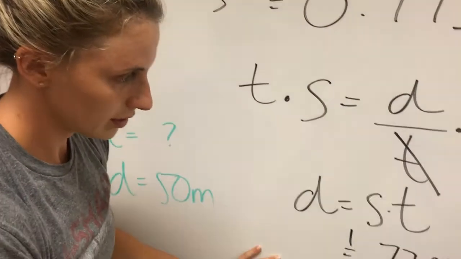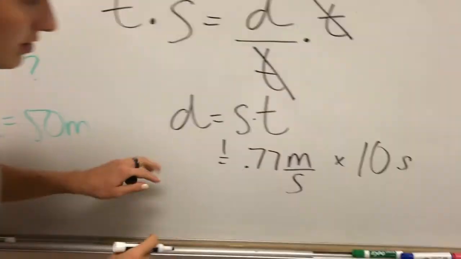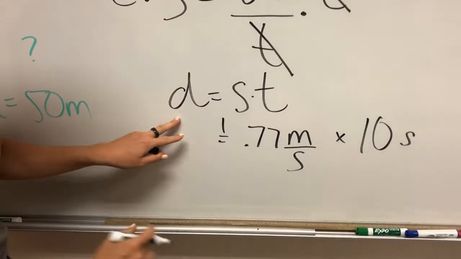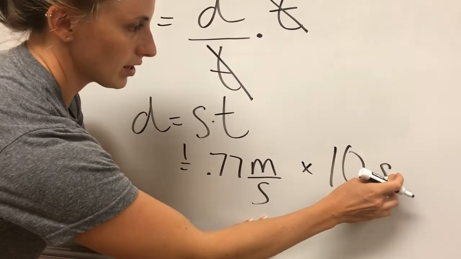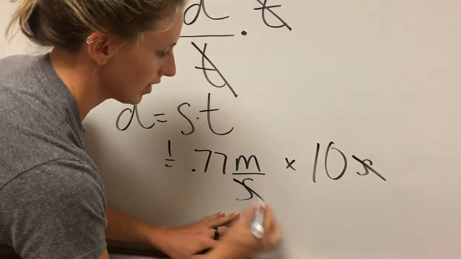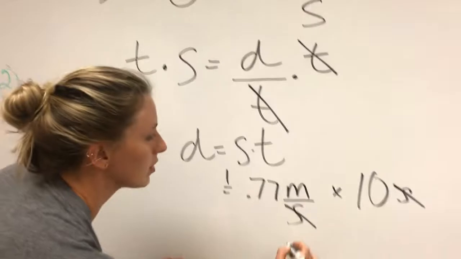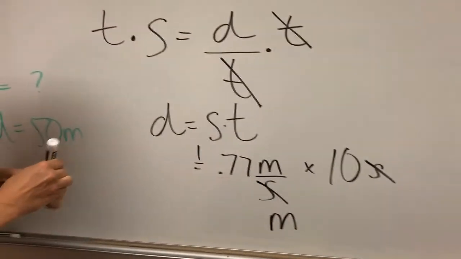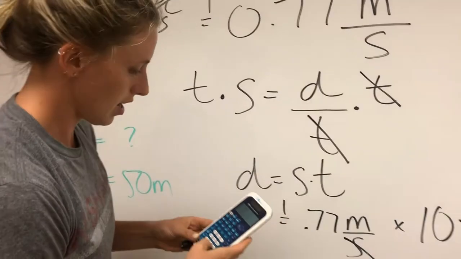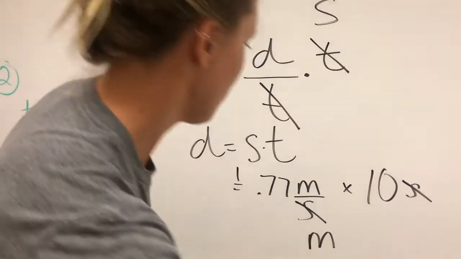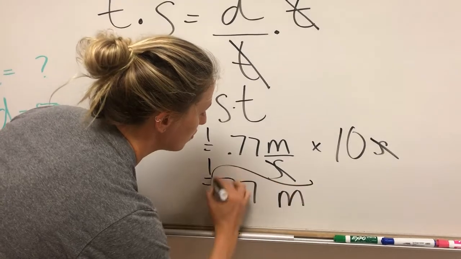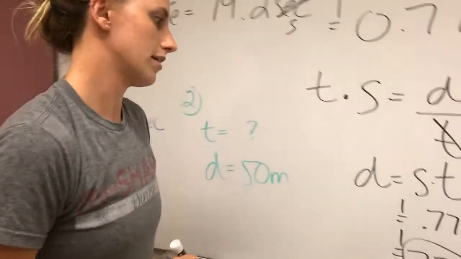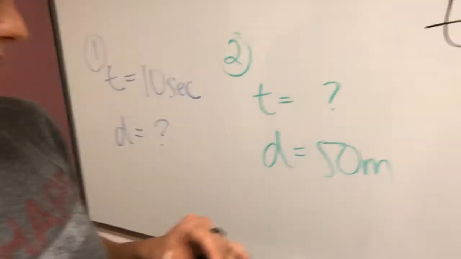Now, before we do anything, let's make sure our units cancel out here and make sense. Distance is in meters. So that means that my units over here should cancel, so that I'm only left with meters. I've got seconds on top and on the bottom, so they cancel each other. Perfect. I'm left with meters. I'm gonna put that right here. If I plug this into my calculator, 0.77 times 10 will get me 7.7 meters. Do not leave your number naked. There it is. Fantastic. That's for D.